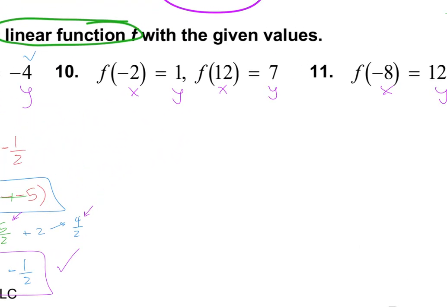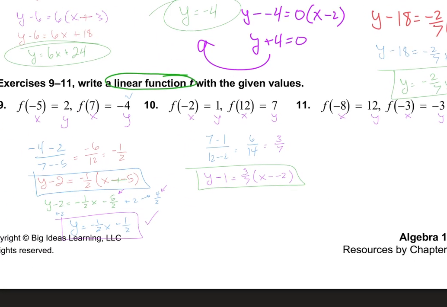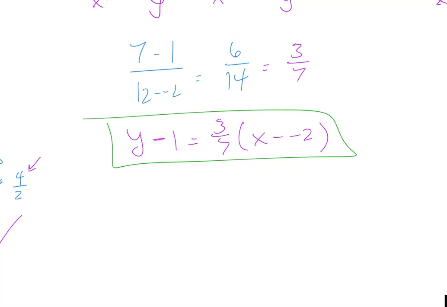All right. y2 minus y1 over x2 minus x1 is 6/14. What? That's ugly. Divide by 2, we get 3/7. Y minus 1 equals 3/7 times x minus negative 2. Remember, you're done if you're in point slope form. And that's a linear function, but here we go. We'll keep going.